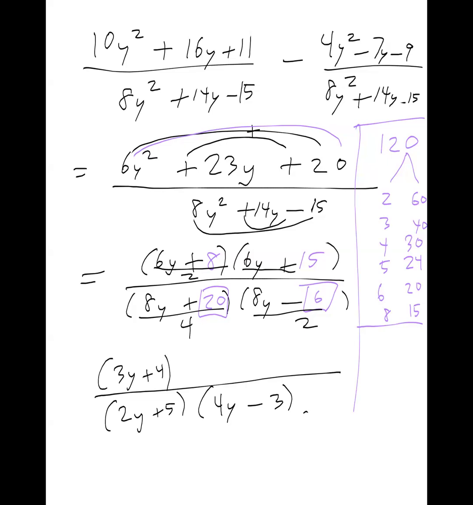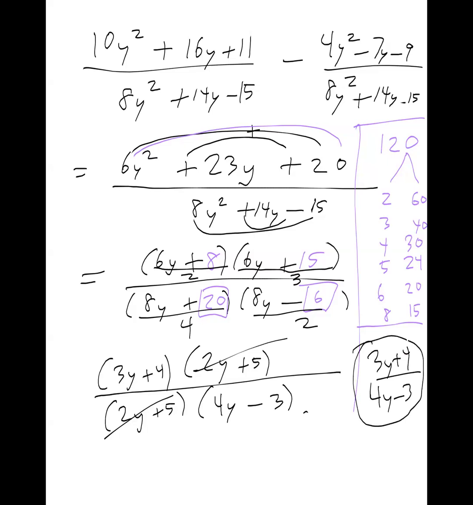What's the common factor of 6 and 15? 3. Then I'd have 2y plus 5. Now what happens to the 2y plus 5 that you have on the top and bottom? They cancel. So the final answer is equal to 3y plus 4 over 4y minus 3. So that's your sneak peek problem for chapter 6.